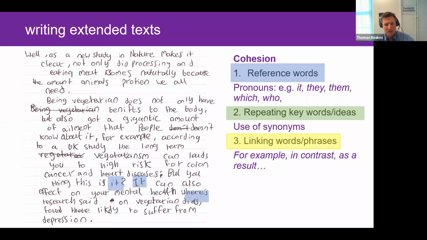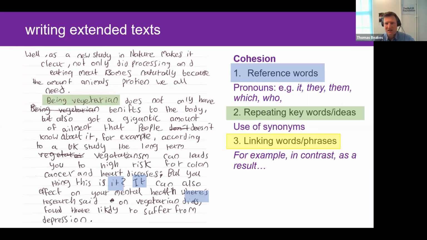And we can see there's a few mentions of pronouns, and there's also, is that a relative pronoun? I'm not sure here whether they're trying to say whereas or whether they're trying to say where. So there's a effect on your mental health where research said on vegetarian. It's not clear. There's some use there, but it's not very well embedded throughout the text, and there are some redundant uses of it as well, which aren't necessary, although they don't harm the clarity of the text.